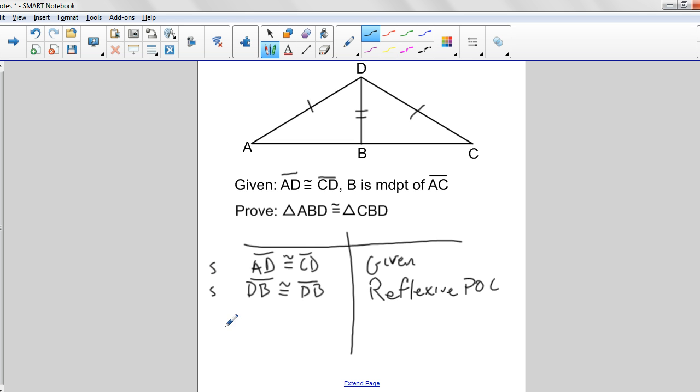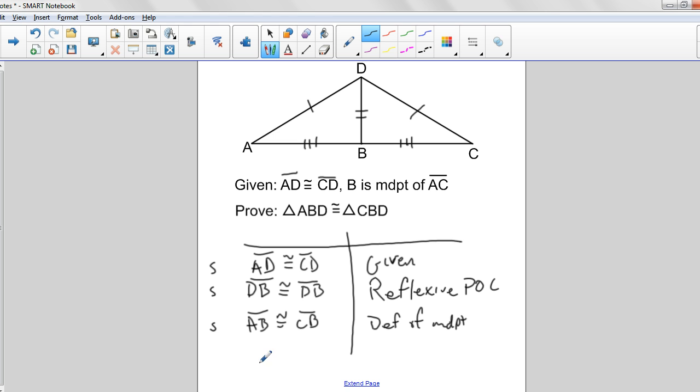Okay, so we got 2 of them. This is a side, this is another side. We're trying to go for a third side. Well, then that would be this side is congruent to this side. Well, what's the reason that's true? What's the reason that AB is congruent to CB? Well, if B is the midpoint, then that means that it creates 2 equal segments. And so the definition of a midpoint, if you recall, we talked about this before, is the reason that we know that this segment is the same as that segment.